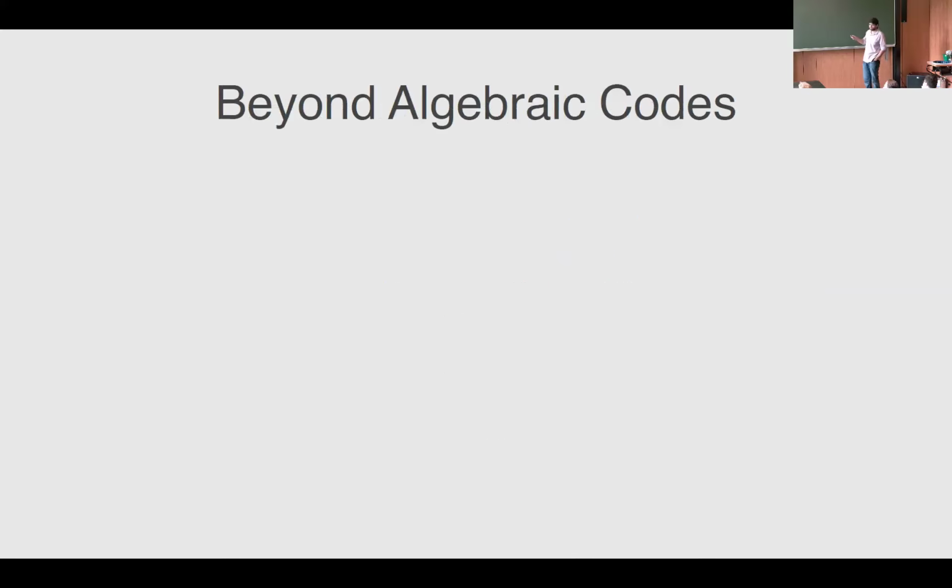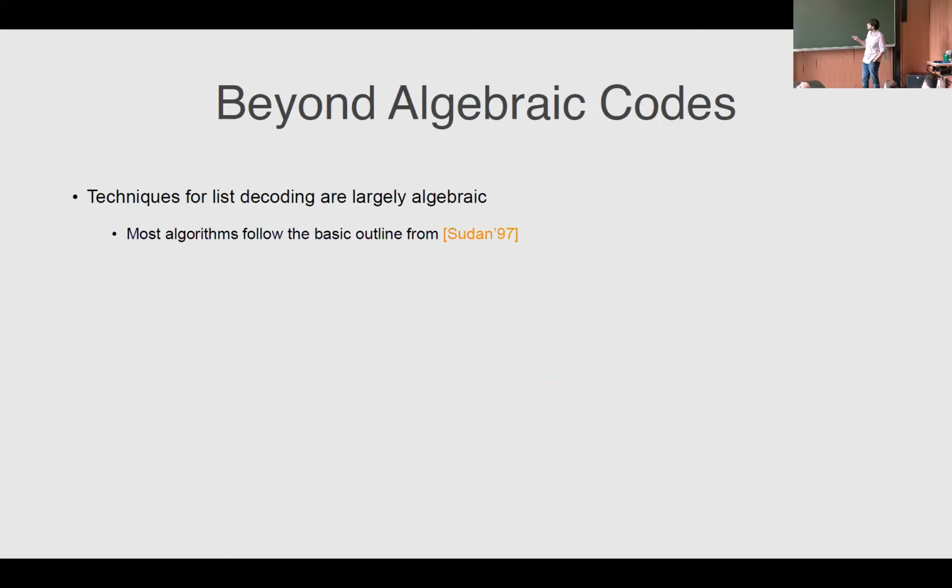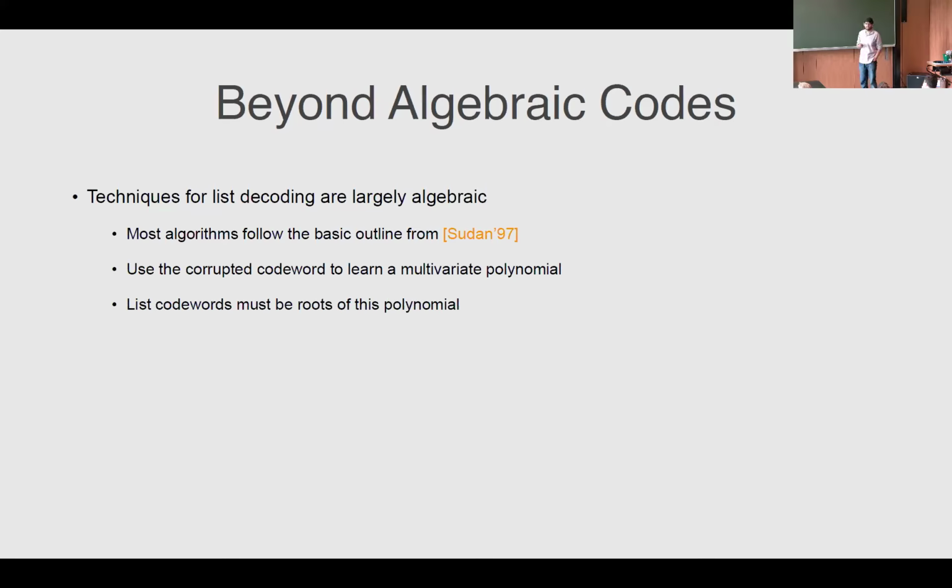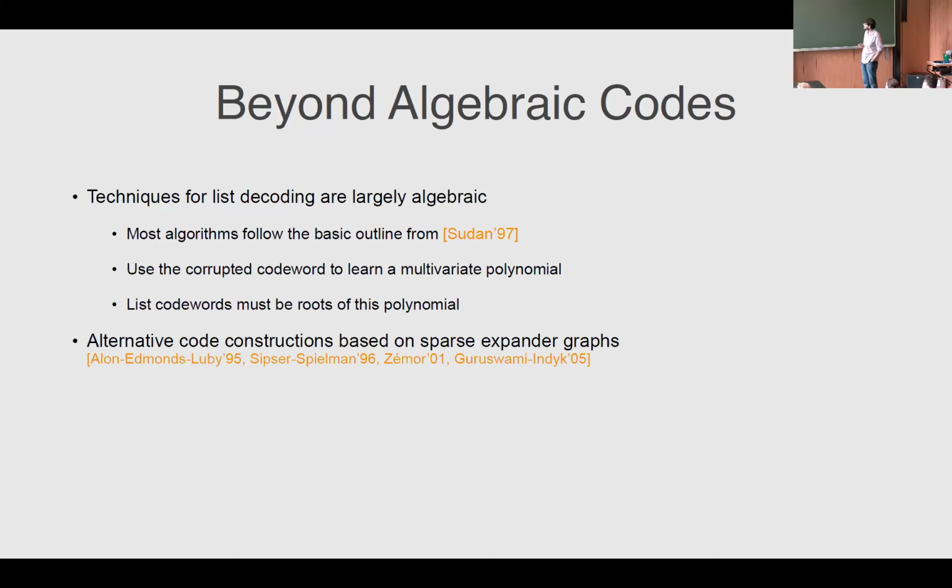What I'm interested in is things beyond algebraic codes in this talk. And techniques for a lot of this list decoding in general tend to be very algebraic. A lot of the algorithms follow the outline coming from old work of Sudan that says that you use the corrupted code word to learn some multivariate polynomial, and then the list of code words should pop out as the roots of this polynomial. Now, if the code does not have this sort of algebraic structure, it's not clear what to do interpolation with, what polynomial it would be roots of. There are these alternative code constructions based on sparse expander graphs.